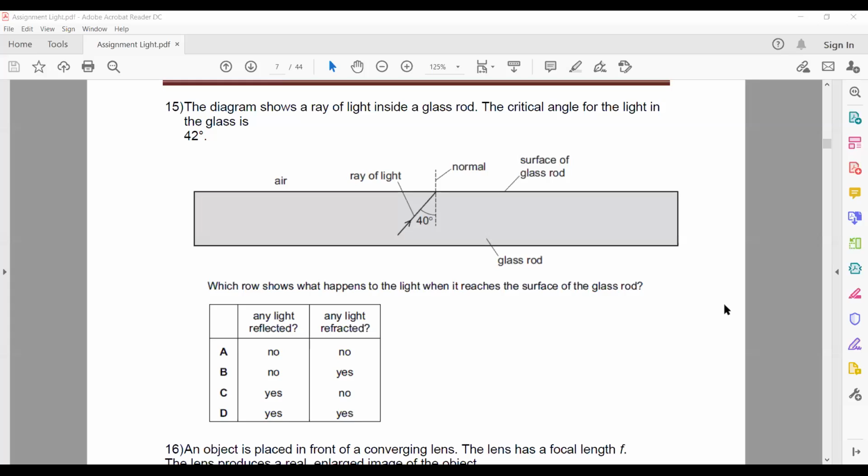Question 15, what could be the answer? The diagram shows a ray of light inside a glass rod. The critical angle is 42. Which row shows what happens to the light when it reaches the surface? Is any light reflected, any light refracted?